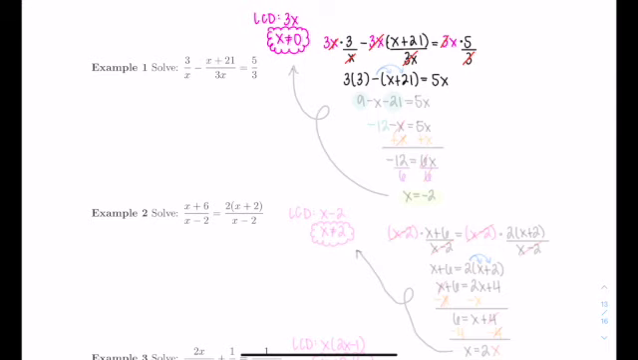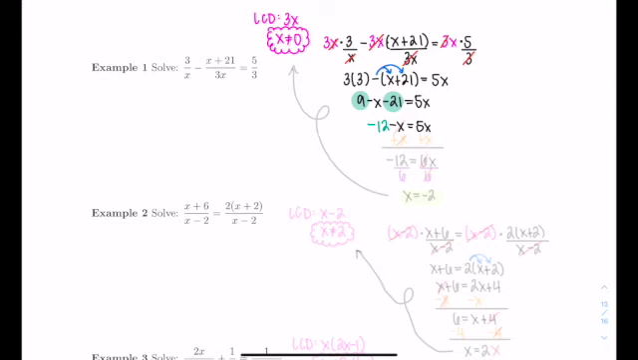Let's go ahead and simplify this a little bit. We're going to be able to distribute that negative to both pieces. And what we end up with on the left is 9 minus x minus 21 equals 5x. And from here we can solve this easily. On the left we want to make sure we combine like terms. We have a 9 and a negative 21, which is going to give me negative 12, minus x equals 5x.